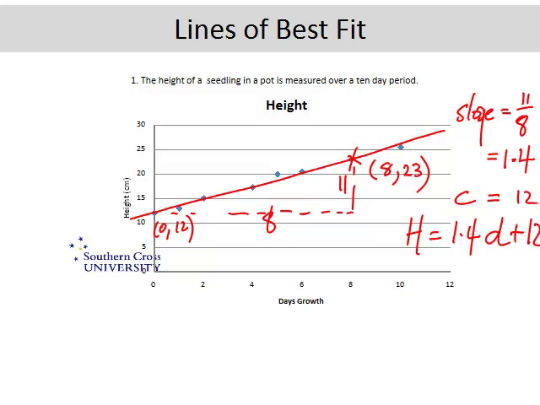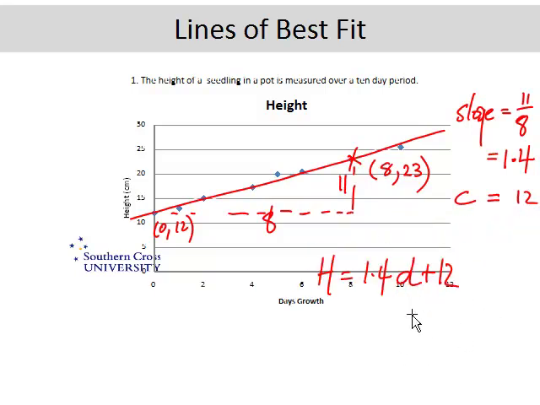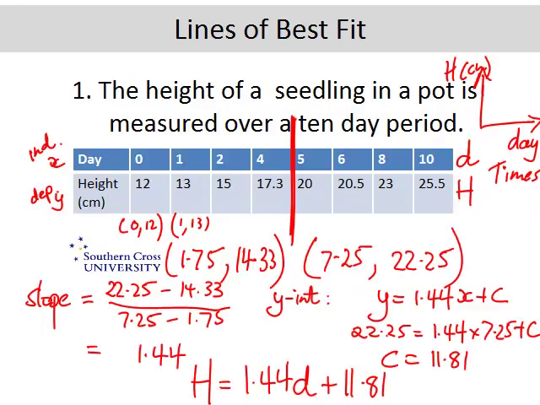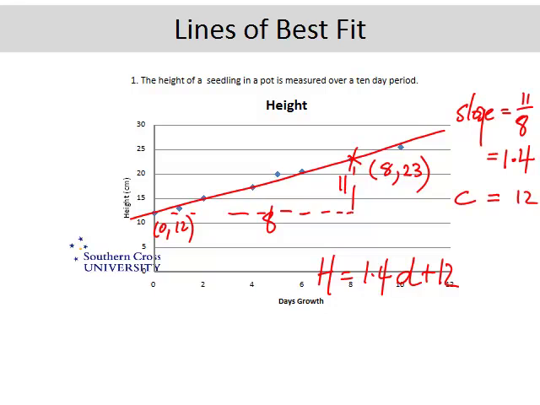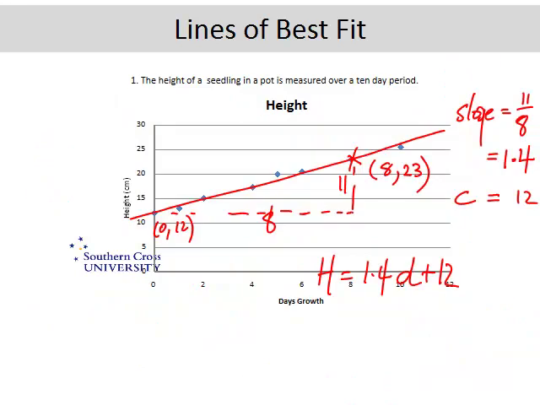I think that's a little bit off the screen, I'll just bring that over. So the height of the plant is 1.4 times the days it's been growing plus 12. You'll notice that that is slightly different to the same question that we did using the average method. 1.44 was the slope as opposed to 1.4, and in the other one the y-intercept's 11.8, in this one it's 12. Very subtle difference.